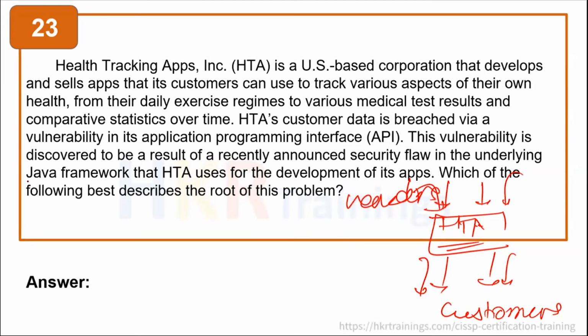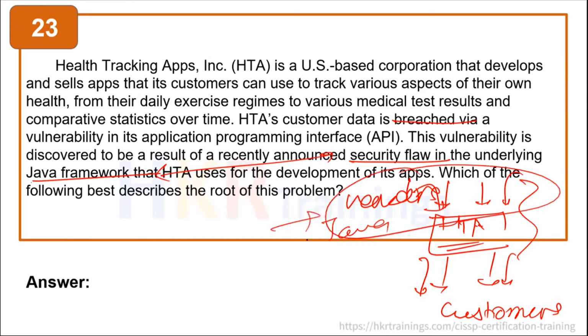What happened is, they were using a Java framework in which there was a security flaw, which led to a data breach. So what happened is, they failed to manage the risk associated with the supply chain that they have established. They were relying on this Java framework for delivering this application to their customers. So there was an upstream supply chain risk which was not taken care of.